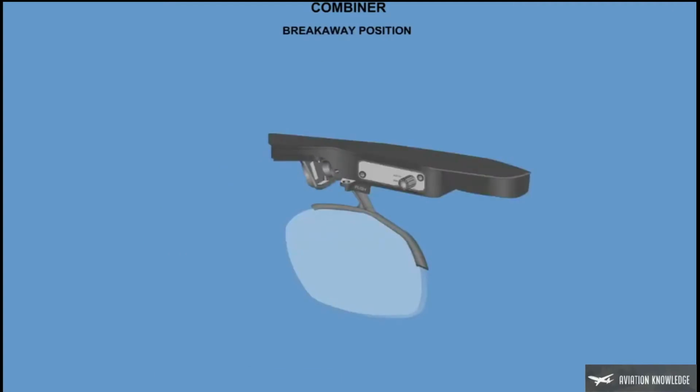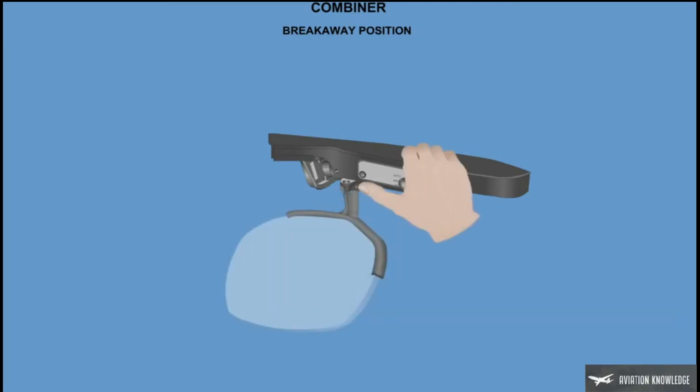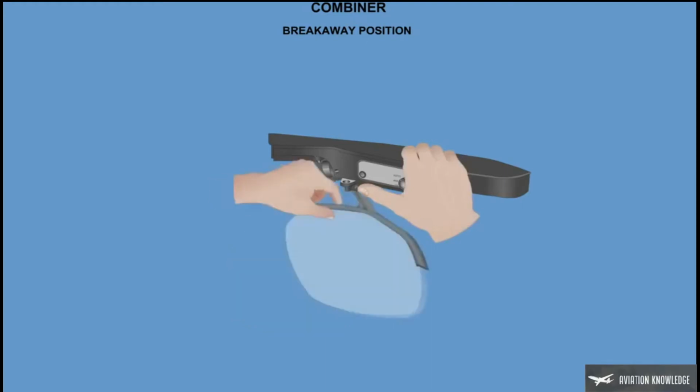Breakaway position. This is the safety feature that allows the combiner glass to rotate towards the windshield during a sudden deceleration of the aircraft, which prevents head injury to the pilot during an aircraft high G deceleration. To move the combiner glass from operating position to breakaway position, push the release lever and hold the combiner arm by the side. Lower the combiner glass until it latches in the breakaway position to prevent its sudden return to the operating position.